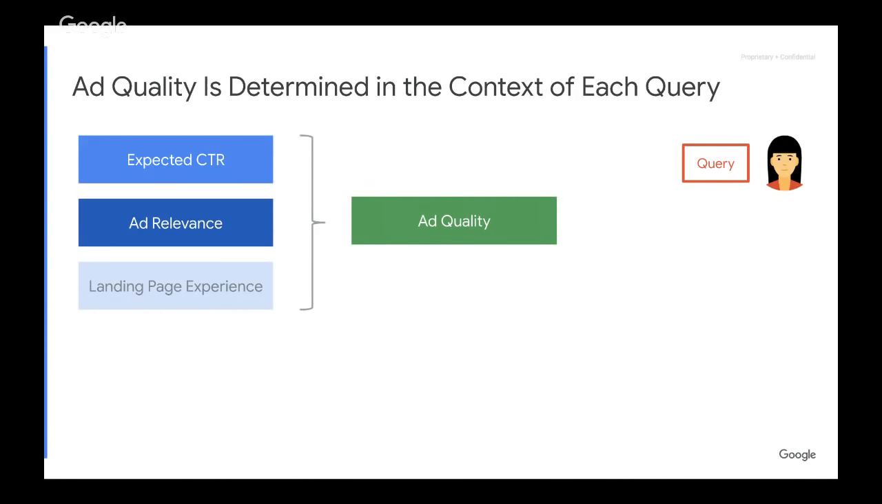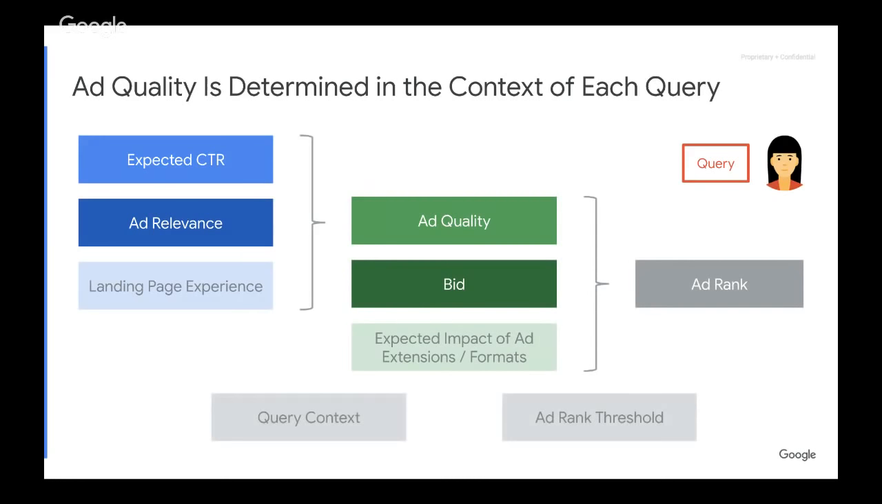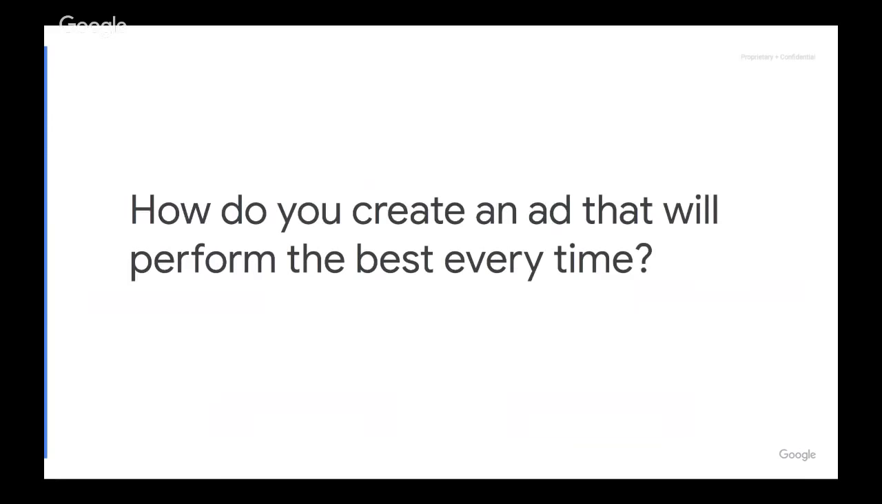So what we're solving here with creative excellence is essentially ad rank. First, we improve the ad quality by increasing the expected CTR, the ad relevance, and the landing page experience. Then secondly, you would have a bid and expected impact of ad extensions and formats that determine the ad rank. So this is a very important slide because eventually you're trying to solve for ad rank and to improve that. But we really need to take care of the context of the query. And for those wondering, the ad rank is different for each and every auction, but on average, we need to improve it.